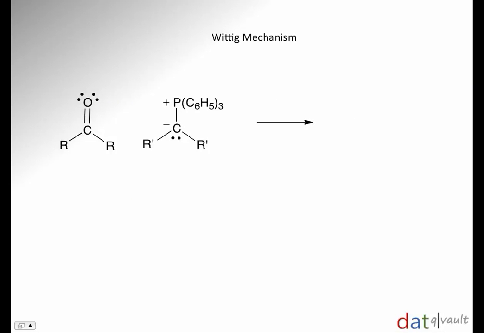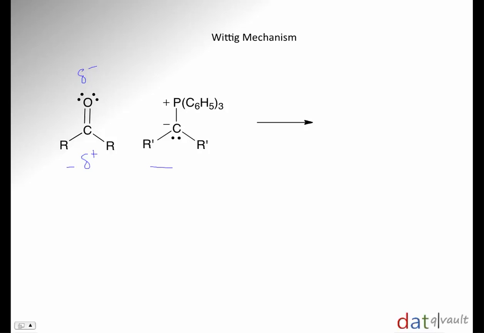So what does the mechanism look like for the Wittig reaction? The first thing that you're going to want to do if you're trying to figure out what the product is of a Wittig reaction is line up the phosphonium ylide, represented here, with your carbonyl, represented here, so that the positive charge is lined up directly with the partial negative charge on the oxygen of the carbonyl, and the negative charge on the carbon of the phosphonium ylide is lined up with the partial positive charge on the carbon of the carbonyl.